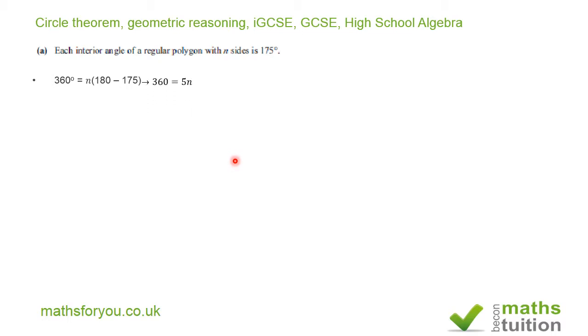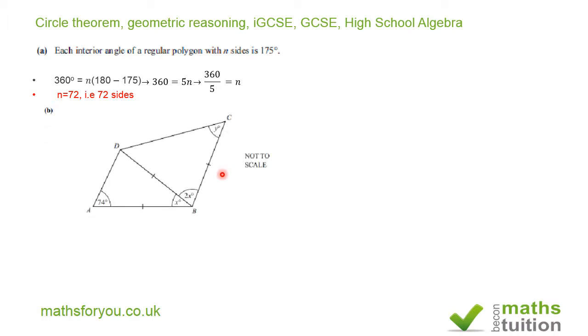So when we simplify, we have that 360 is equal to 5n. If we then divide both sides by 5, we have 360 over 5 is equal to n. And when we simplify it further, n has got the value of 72. So this polygon has got 72 sides. Now part B.